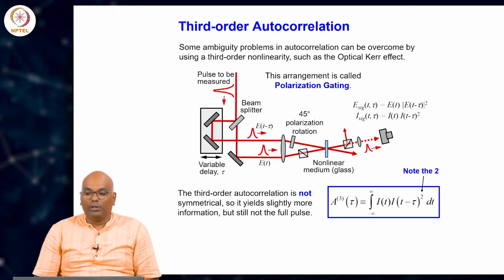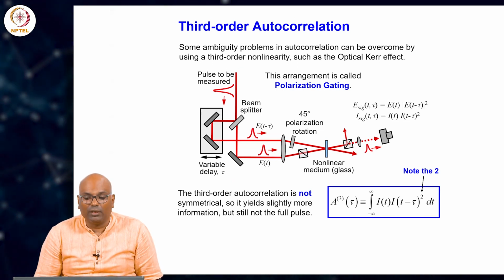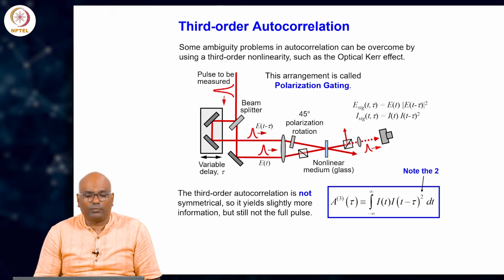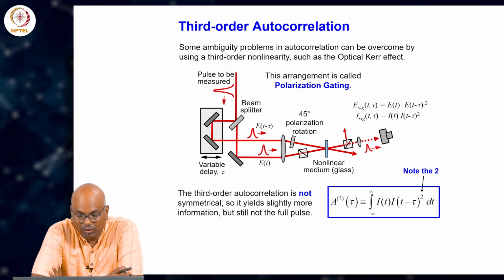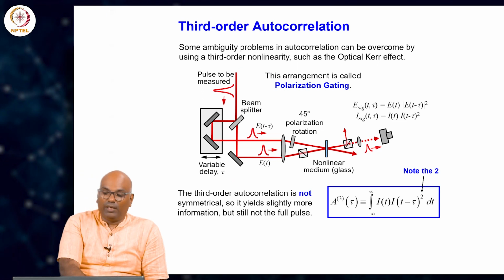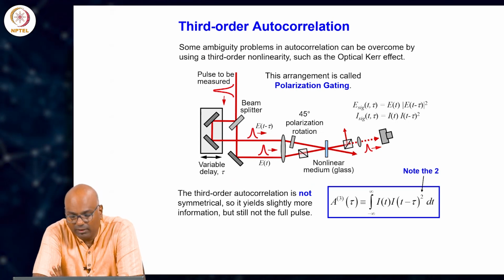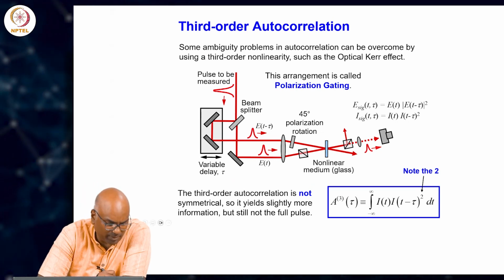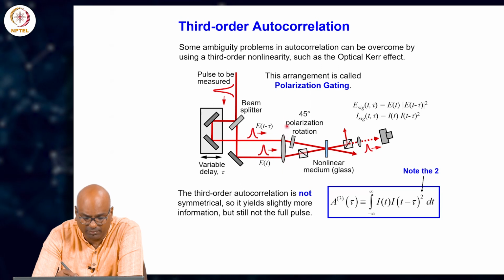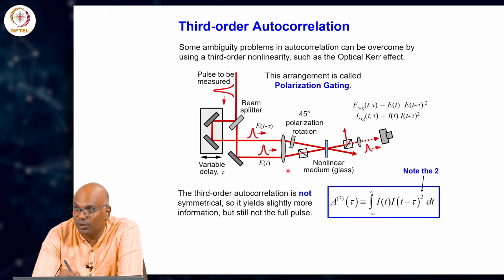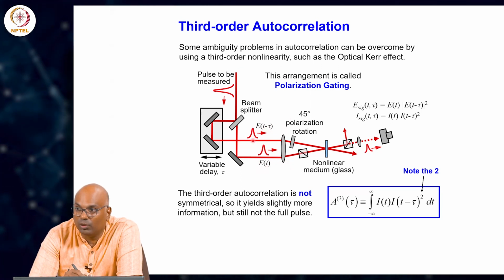We can also do a third order autocorrelation if you so wish, right. Here we can use the optical Kerr effect to do third order autocorrelation, right. We can do that by means of a polarization gating. Okay, here essentially what we do is the following. I am giving you just a case study or an example of a third order autocorrelation. Up to this part, it is straightforward and boring. You just produce delay. We have E of t, we have E of t minus tau.